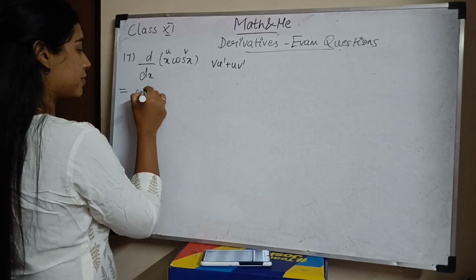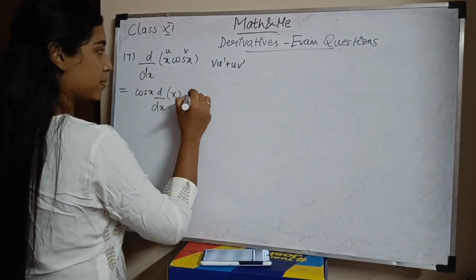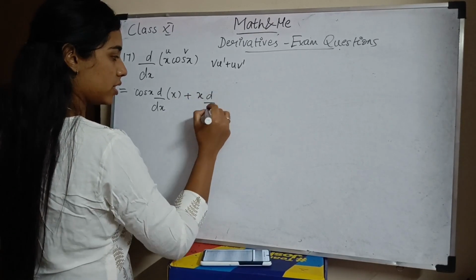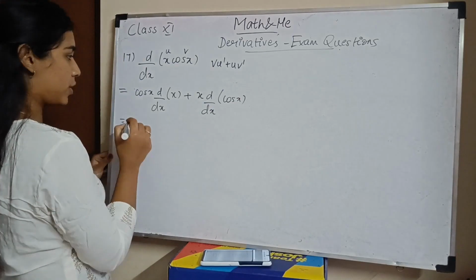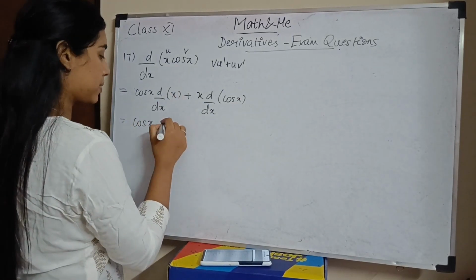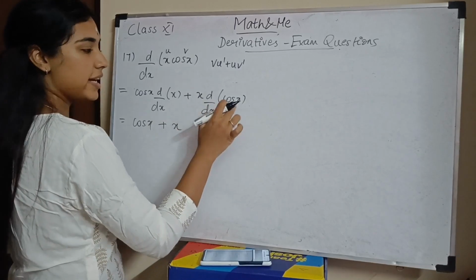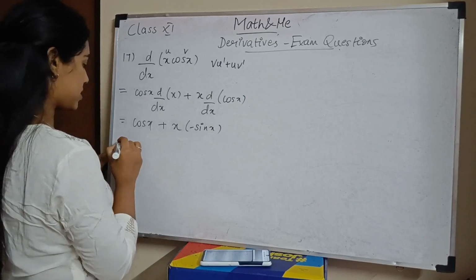So you have v u dash plus u v dash. So d by dx of cos x. So what do you have? Cos x, d by dx of x is 1, plus x times d by dx of cos x, which is minus sin x. So this is your answer.